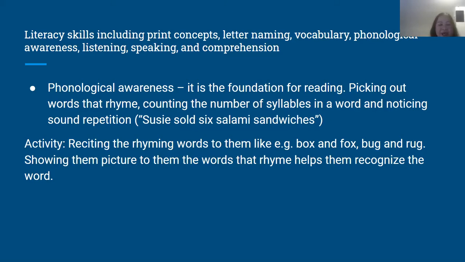My activity: reciting rhyming words to them, for example, box and fox, bug and rug. Showing them pictures of the words that rhyme helps them recognize the words.